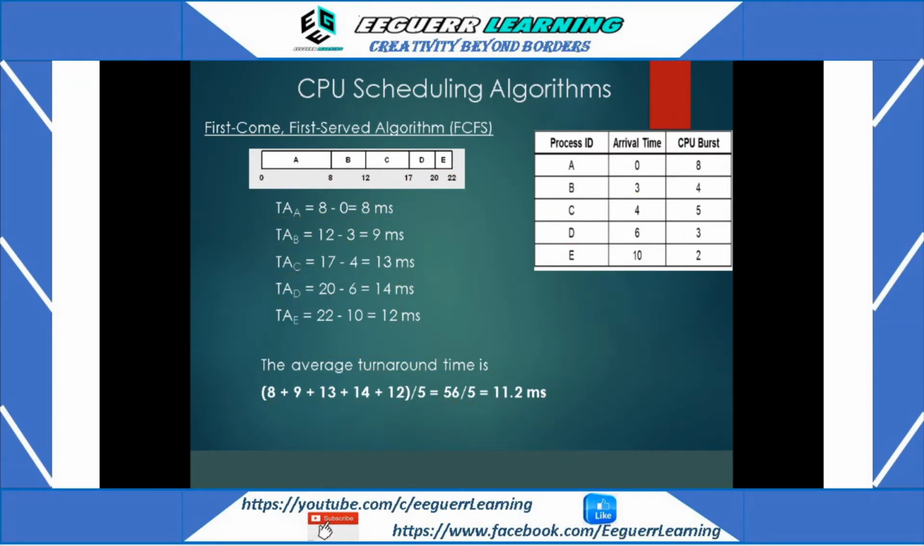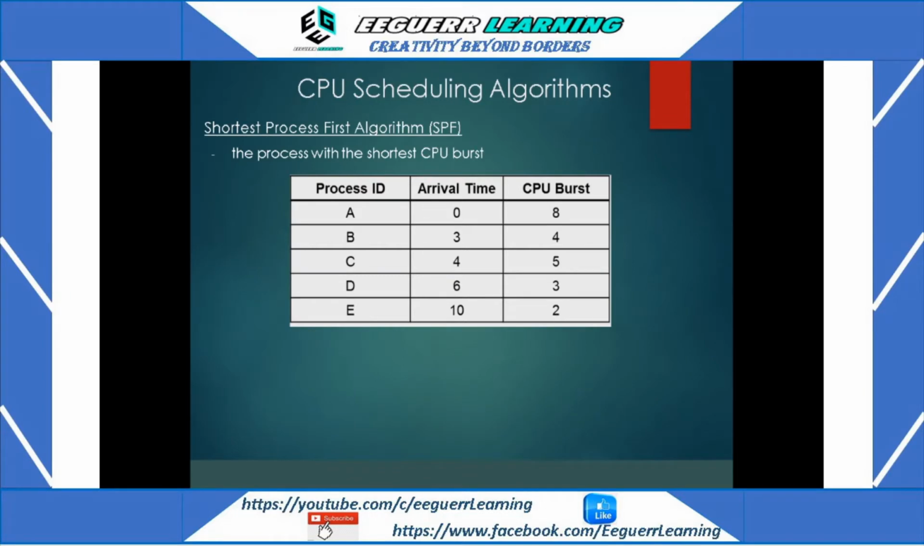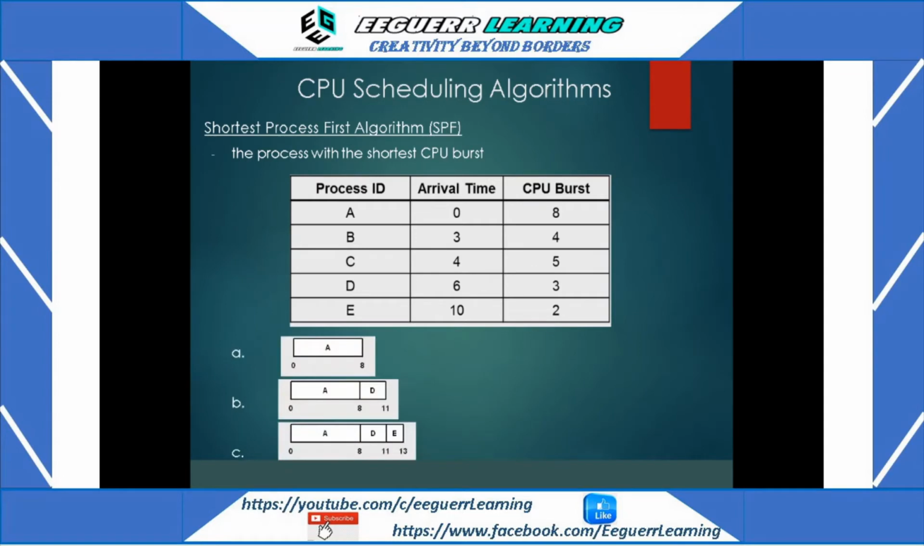So next, we move to our next algorithm, which is the shortest process first algorithm, or SPF. Here, the rule is that the process with the shortest CPU burst will be considered. Okay, so let us check the table. We're going to use the same table, and we're going to start plotting our Gantt chart here.